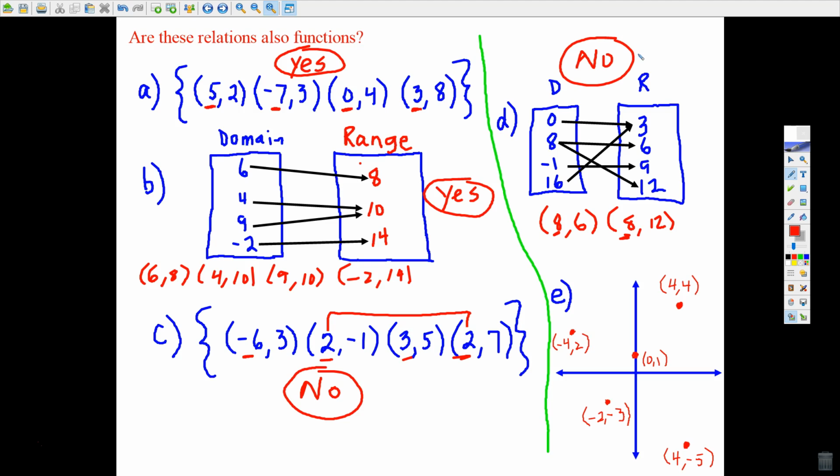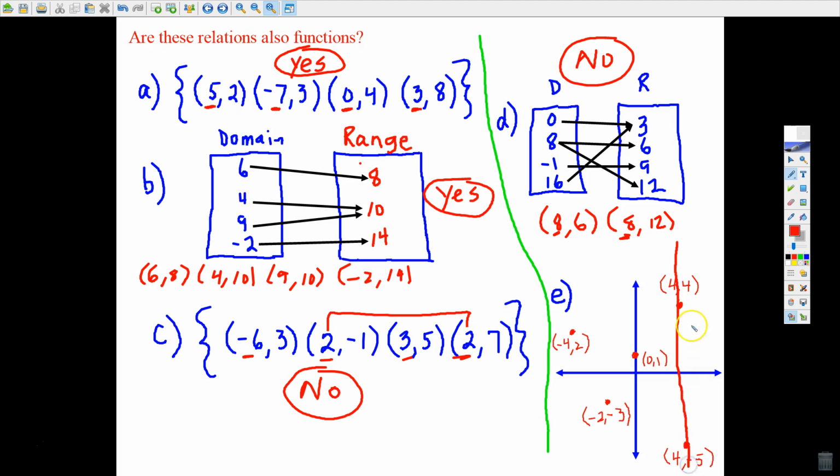And then letter E, just another way of showing a relation. This is in graph form. There's two ways of looking at this. If you notice, we've got domain -4, -2, 0, 4, and 4 again. So if we were listing the domain, we would have to show that really we have the number 4 that's used twice in the domain, and that's a no-no for functions. But you also might have remembered from Algebra 1 or pre-algebra, we had this thing called the vertical line test that's helpful.